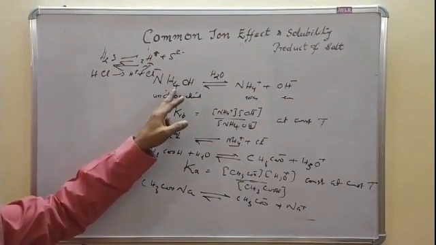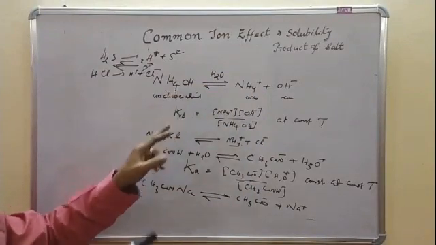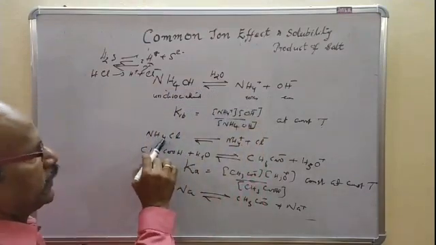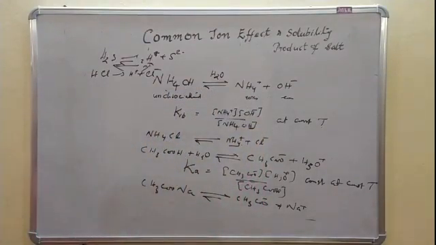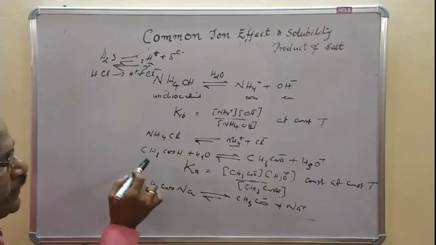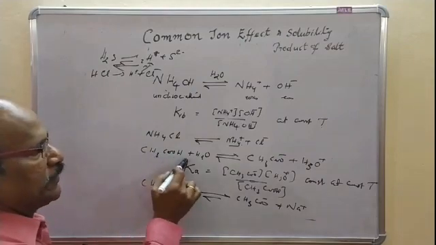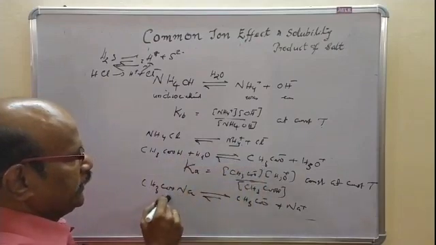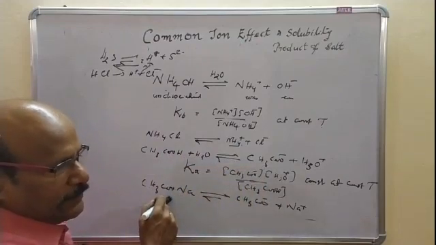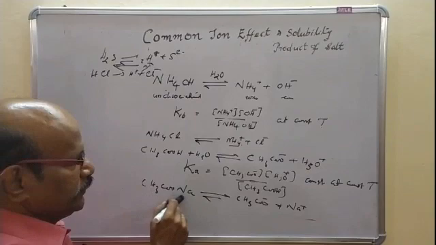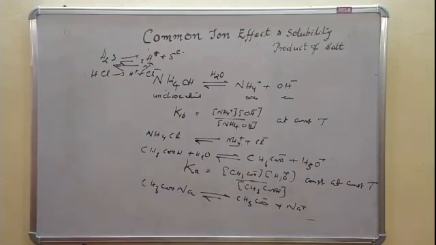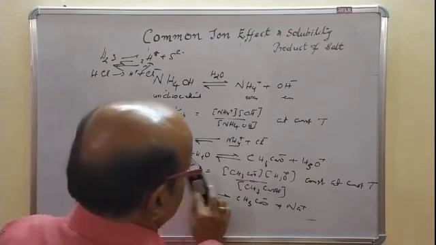Example: we can suppress the dissociation of ammonium hydroxide in the solution by adding ammonium chloride, which furnishes the common ion, ammonium. Similarly, we can suppress the dissociation of acetic acid in water by adding another electrolyte containing a common ion, that is sodium acetate, in the solution. That is the common ion effect.